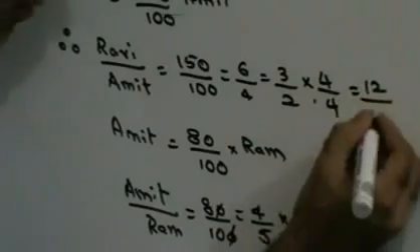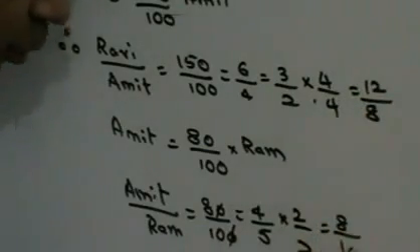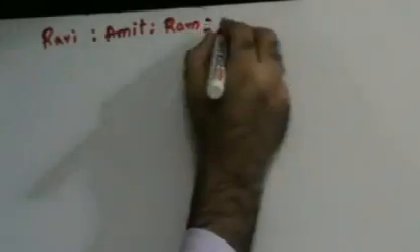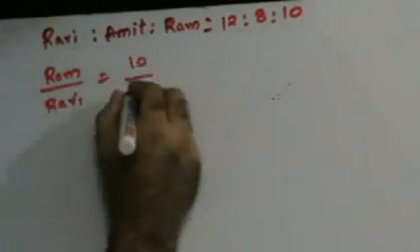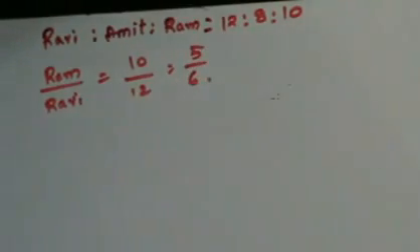So this is going to be 12 upon 8 and this is going to be 8 upon 10. Therefore, I can say that Ravi is to Amit is to Ram is going to be equal to 12 is to 8 is to 10. They have asked you the ratio of Ram's salary to Ravi's salary. Ram to Ravi is 10 upon 12, 5 is to 6. So the ratio of Ram's salary to Ravi's salary is 5 is to 6.